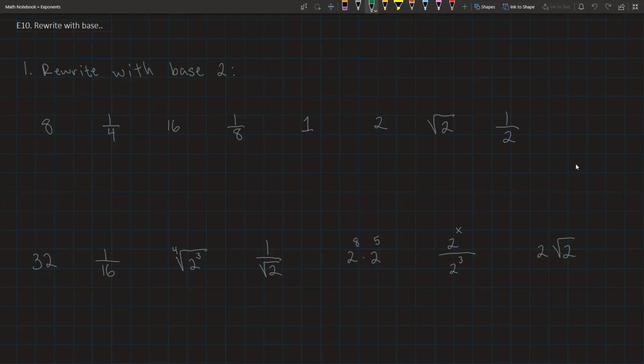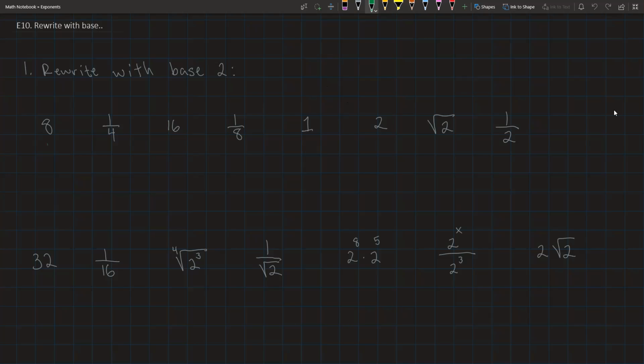So take some time to pause. These are all in base 2. We want to be able to rewrite every single one of these expressions or terms with base 2. So think of an exponent that will give you that. Let's get started. If you need more time, then pause, but we will check now.